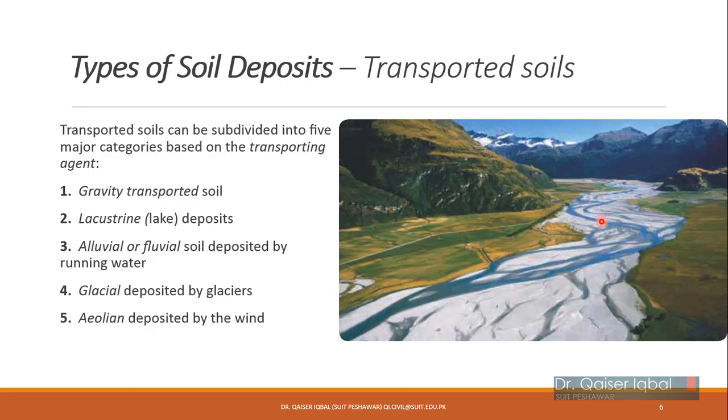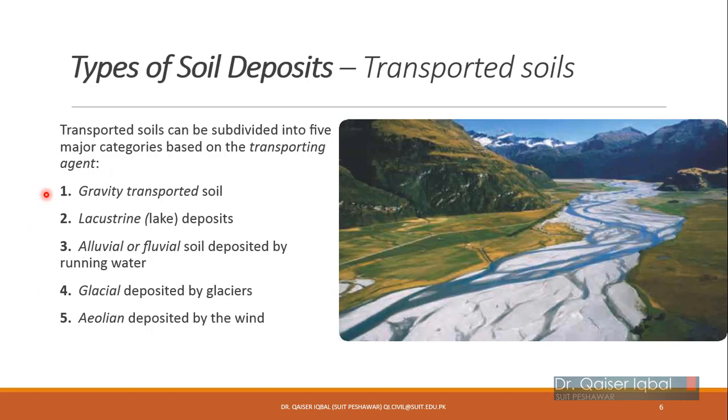So transported soils can be subdivided into five major categories based on the transporting agent. There are various transporting agents through which the soil can be transported from one place to another. Five major transporting agents are usually responsible, which we will discuss in the following.